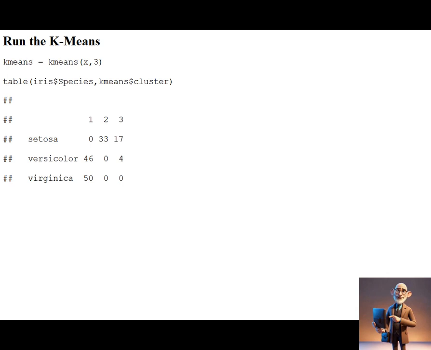table(iris$Species, km$cluster). This line creates a contingency table comparing the actual species labels from the iris dataset with the cluster assignments obtained from K-means.